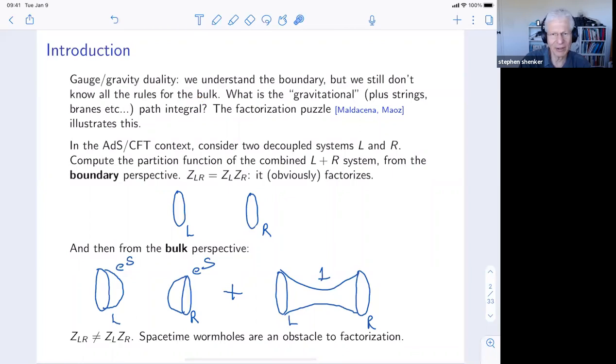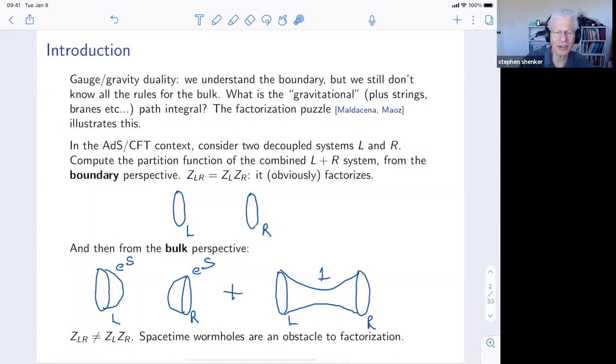We know many things about it, but we don't know, to use a phrase, what is the gravitational plus strings, branes, and stuff path integral? We don't have a complete formulation. Maybe to be more poetic, we don't know what quantum gravity is.